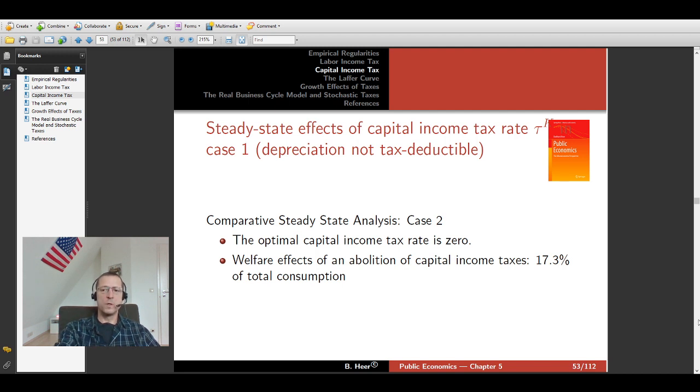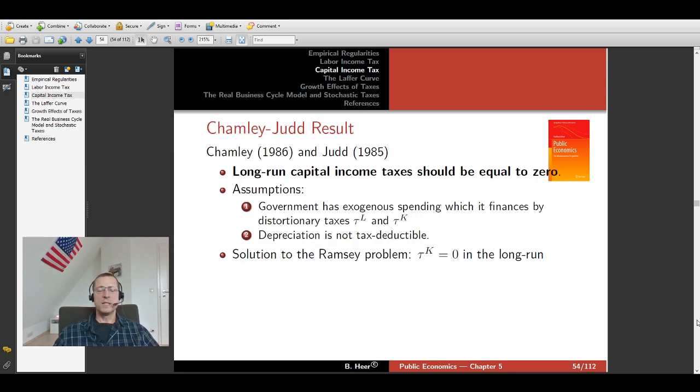Now, you might wonder, is this just coincidence that the optimal capital income tax rate is 0? Chamley and Judd have shown independently, no, this is no coincidence. In fact, the long-run capital income tax should be equal to 0. That's the famous Chamley-Judd result.